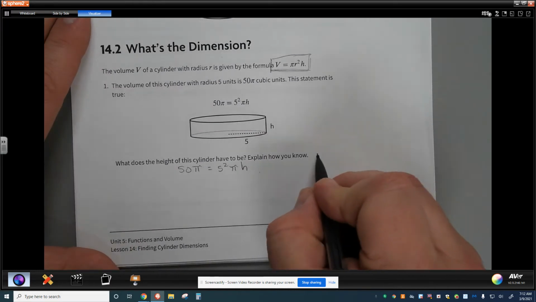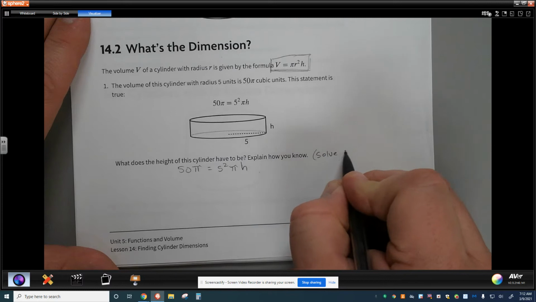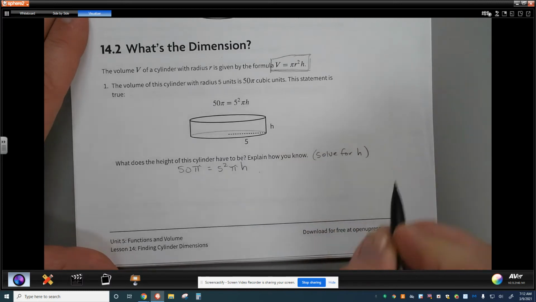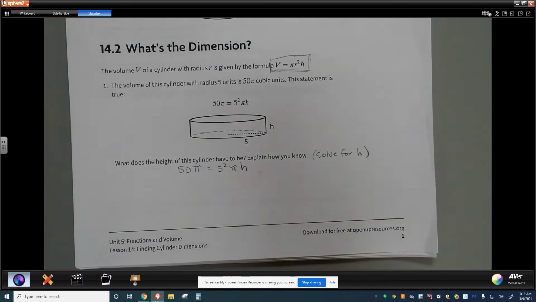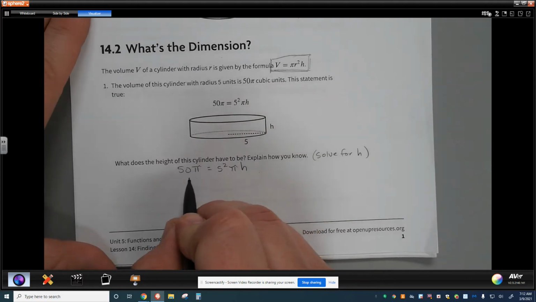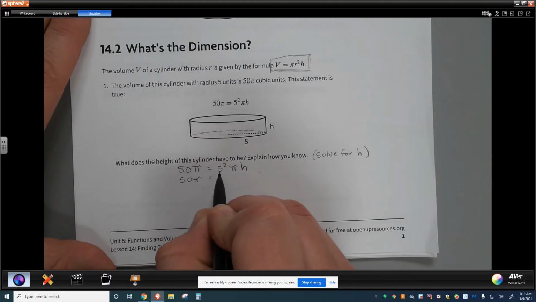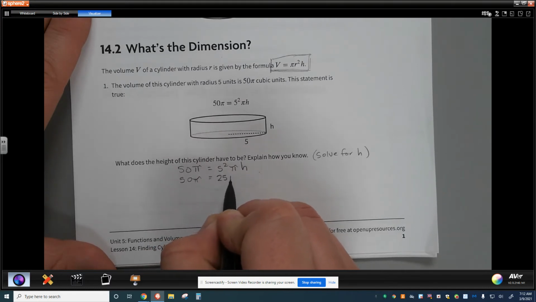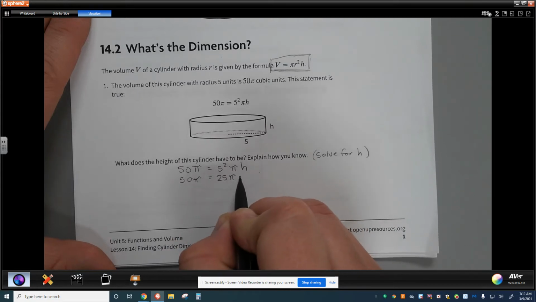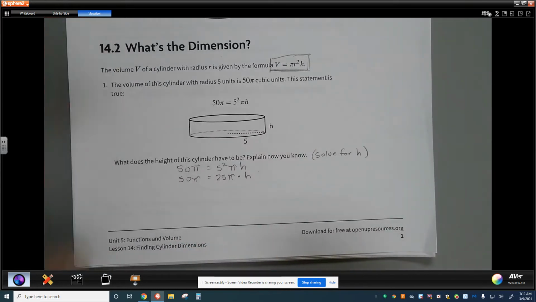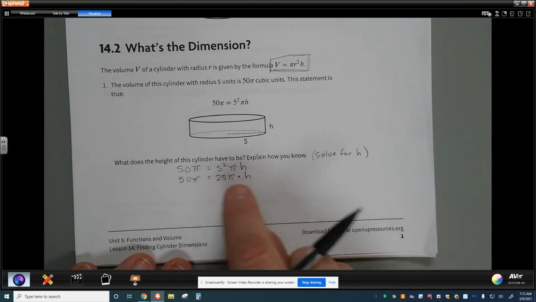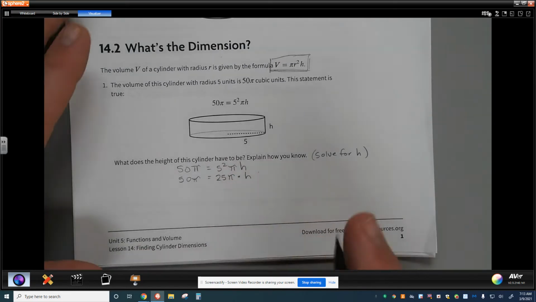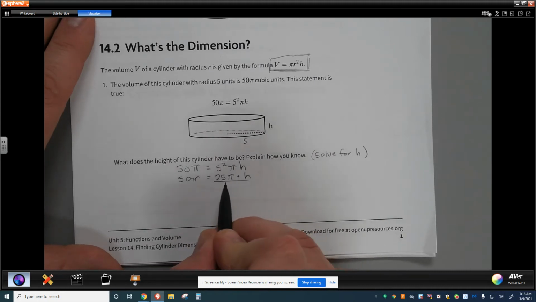So that's what we're really looking for. They're telling us to solve for h, meaning I want to get h all by itself. And I can do that by using a little bit of properties of equality. So the first thing I want to look at is to simplify. 5 to the second power is 25 times pi. And I'm going to just do something to help myself a little bit. I'm going to separate these 3 values, and just separate the height all by itself, just so that I can see this a little more.